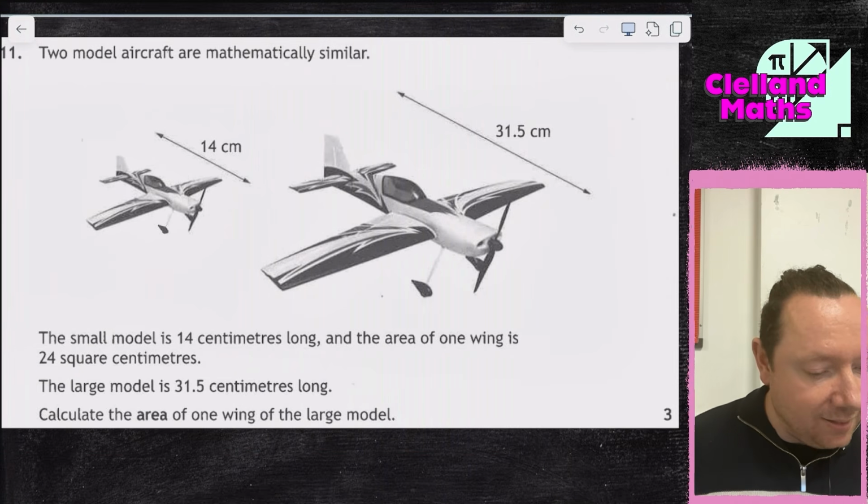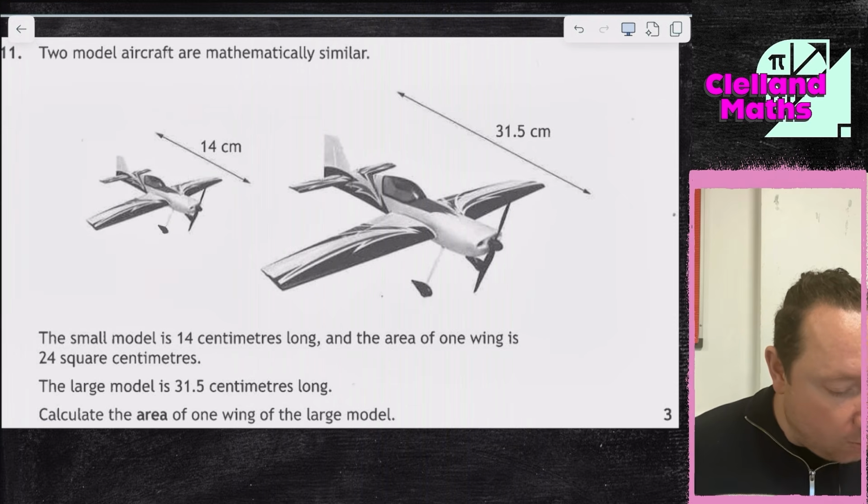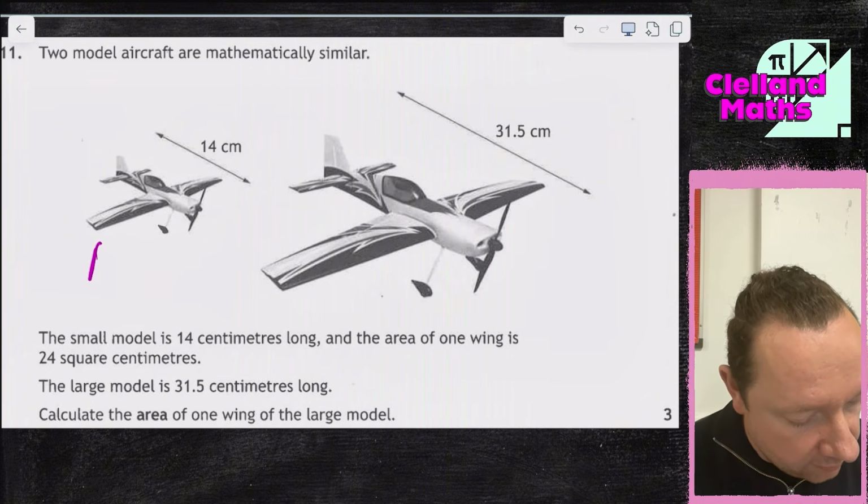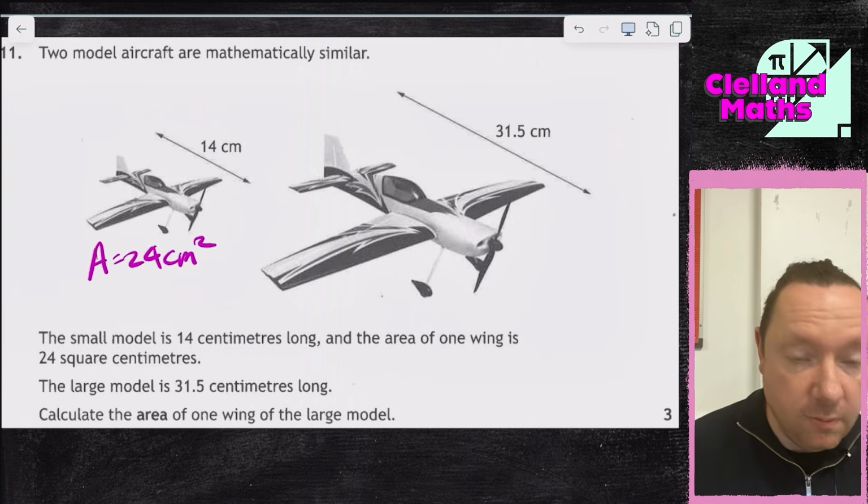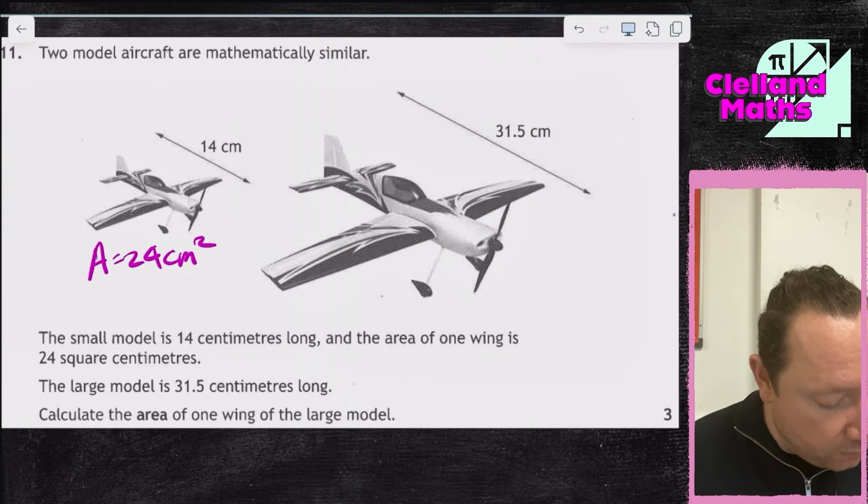SQA National 5 Maths 2025, Paper 2, Question 11. Two models are mathematically similar. The small model is 14 centimetres long, and the area of one of the wings is 24 centimetres squared. I'll just write that. Area equals 24 centimetres squared. The large model is 31.5 long. What is the area of the wing of the large model?